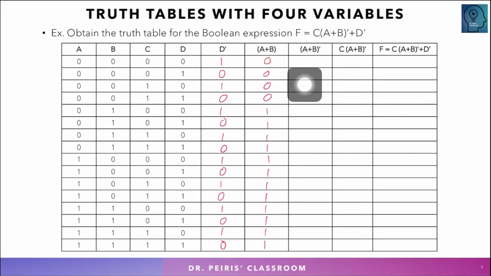Now look at the expression. This says (A OR B) complement, which means once we find the A OR B column, we must take the complement of that. So all of these zeros become ones and ones become zeros in the next column. So this becomes ones and everything else becomes zeros.